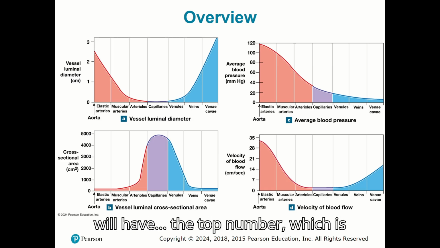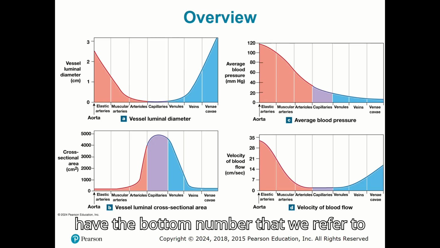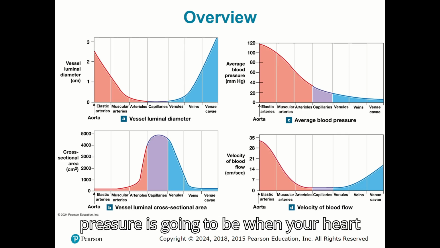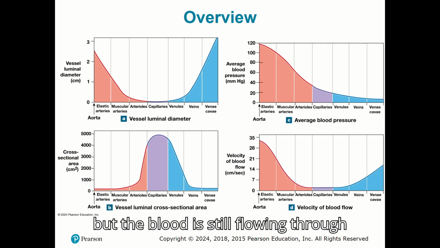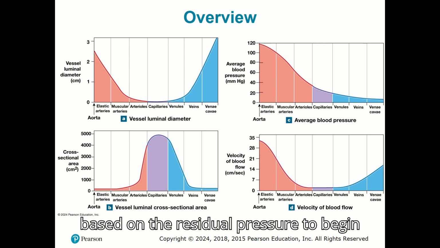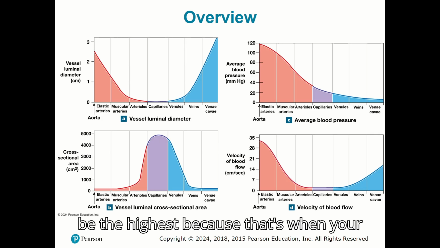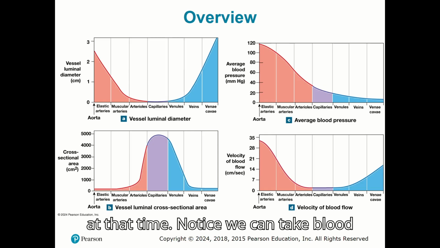You will have the top number, which is referred to as systolic, and then the bottom number that we refer to as diastolic. This diastolic pressure is when your heart is relaxed. It's not actively pumping, but the blood is still flowing through based on the residual pressure. The systolic pressure is going to be the highest because that's when your heart contracts and has the greatest amount of pressure.